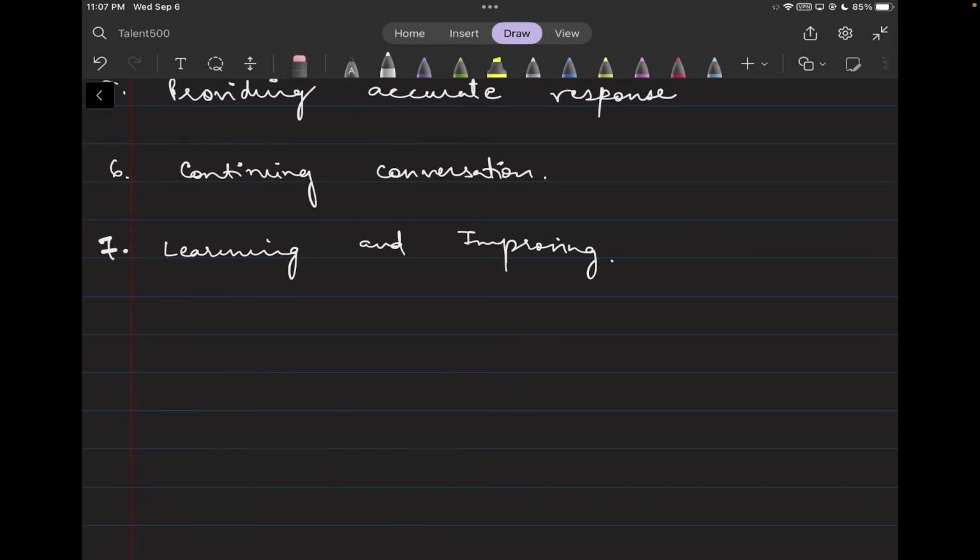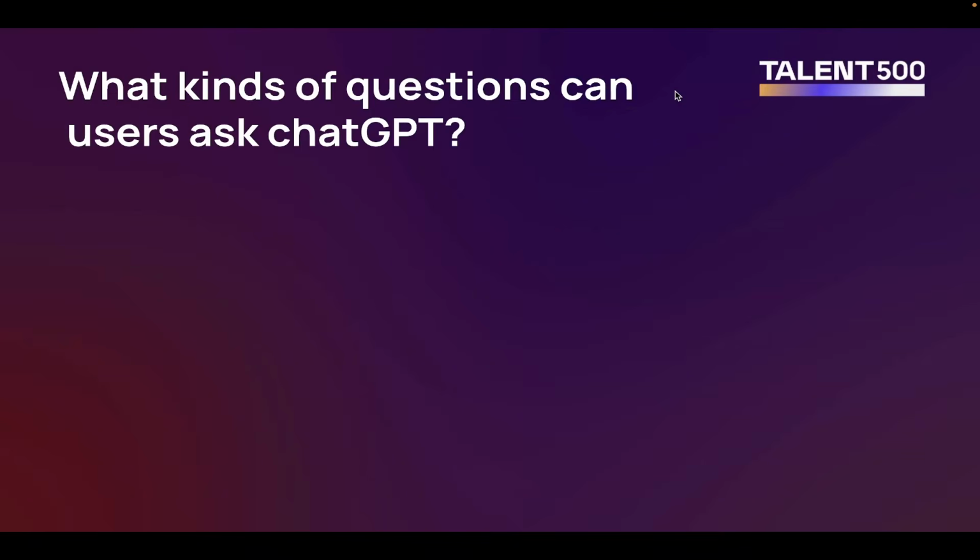Now let's move to our next question. The next question is, what kinds of questions can users ask ChatGPT? So basically, do we have any limitation here? Can we ask anything and everything? Users can ask ChatGPT a variety of questions, including simple or more complex questions.